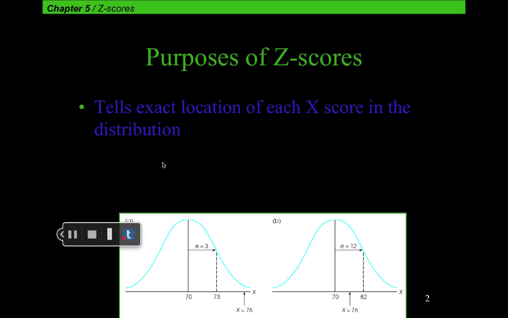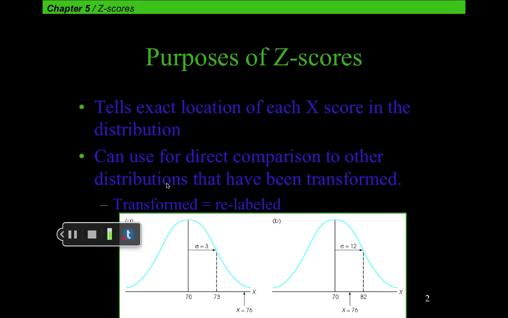On the other hand, if you had a score of 76, and we're still looking at the diagram A here, with a mean of 70 and a standard deviation of 3, a raw score or an X score of 76 gives us a pretty extreme score that is actually 2 standard deviations above the mean. And on the other hand, if you had a distribution with a standard deviation of 12, a very large spread of scores, even though the mean is still 70, that score of 76 is not extreme anymore. It's just half a standard deviation above the mean, so a z-score of 0.5 or 1/2. And that just tells you that it's not that extreme of a score.